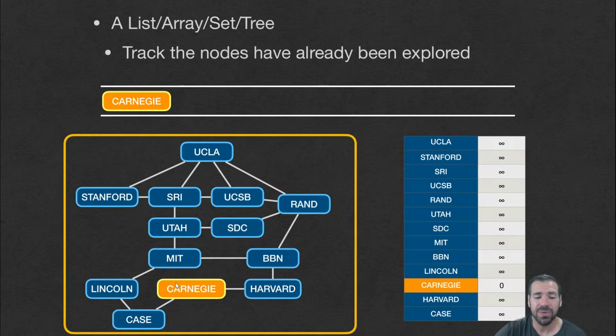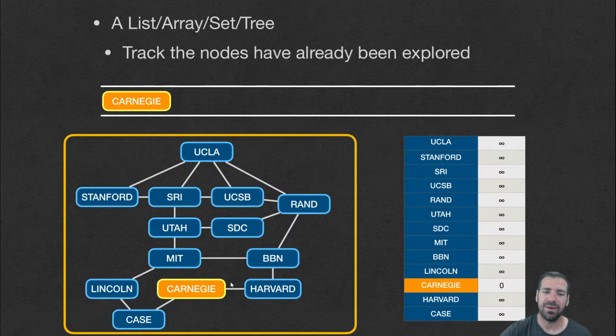So, visually I'm going to mark them in orange. Orange means that Carnegie is in this array list that is keeping track of what's been explored. You could also use a hash map here for what it's worth. If you want to use a hash map and map that to true or false, true if it's been explored and false otherwise, however you want to represent this information is fine.